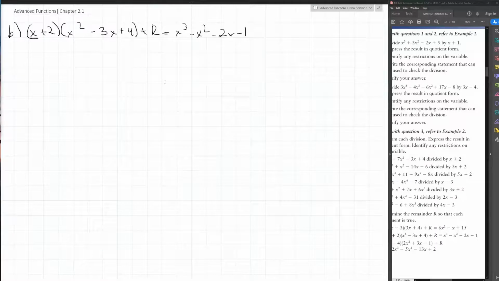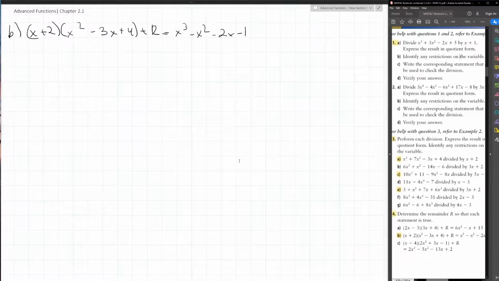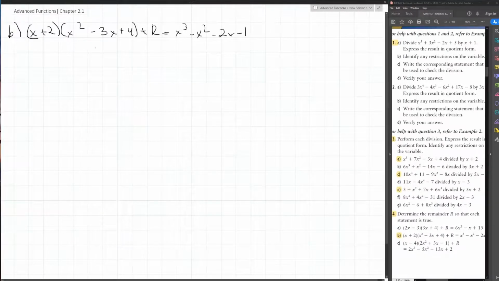Okay, so we're doing question 4B. I wrote it down over here. What we have to do is just expand and simplify to find the r value. So let's expand first. What we have is x^3 - 3x^2 + 4x + 2x^2 - 6x + 8 + r is equal to x^3 - x^2 - 2x - 1.